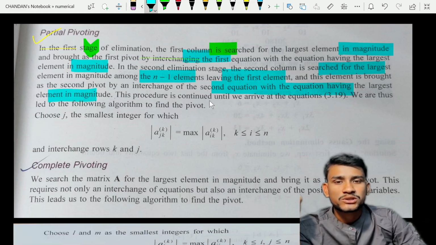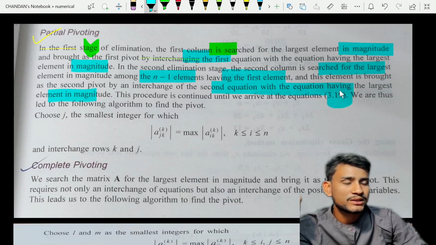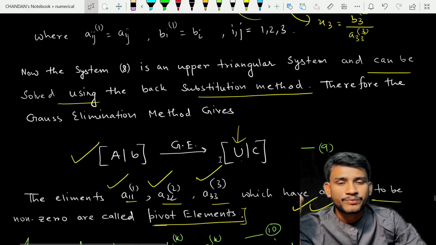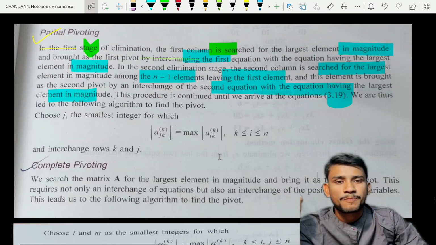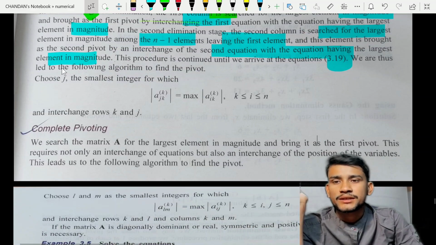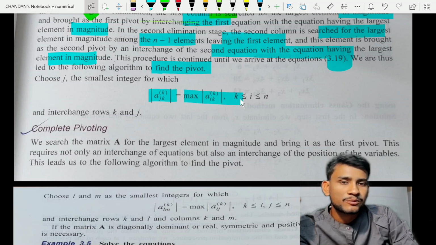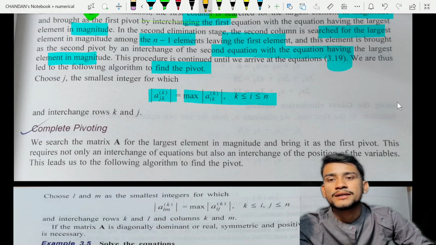Okay, this procedure is continued until we arrive at the nth equation, equation number n here. We are thus led to the following algorithm to find the pivot: a_jk^(k) is equal to max of |a_ik^(k)|. Okay, so that means what?